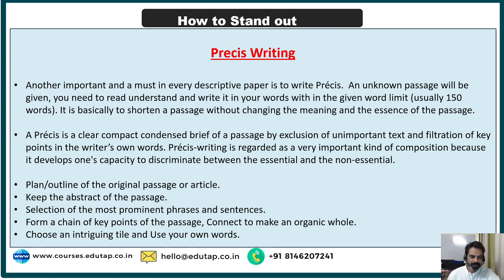Got it? Then comes the selection of the most prominent phrases and sentences. You have to find those from every paragraph and then compile them by forming a chain of key points of the passage and connecting them to make an organic whole. It should look like a story. The reader or the evaluator should not feel a jerk, that the previous sentence was about this and the next sentence is about that, with no connection. So use conjunctions: although, however, therefore, consequently, subsequently, nonetheless, instead of, despite. Use these words to connect and make it an organic whole.